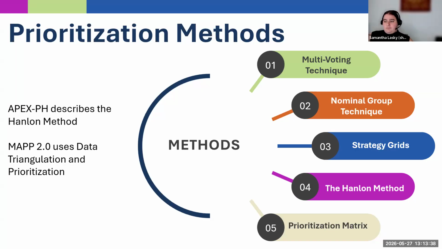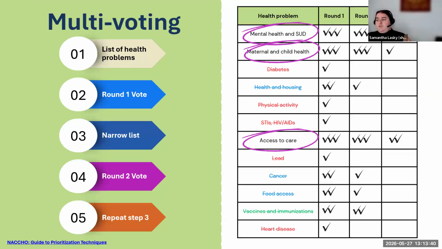Next slide. The first one we're going to be talking about today is multi-voting method. Multi-voting is a method typically used when you have a very long list of health problems and you need to narrow it down, as you can see in the example on the right-hand side. This process allows a problem that might not be an individual's top priority, but is still important to all, to become a priority.